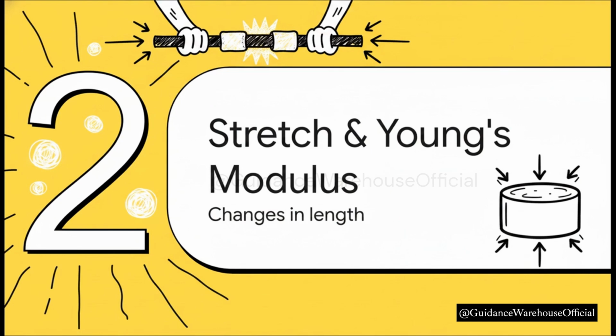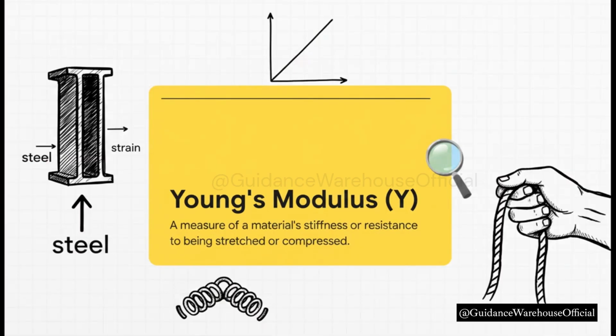All right, let's get into our first specific type of deformation. We'll start with the one that's probably the most intuitive for all of us. Changes in length, like stretching a rope or compressing a pillar. So every material has a special property called Young's modulus, which we represent with a capital Y. This number is basically a measure of how stiff that material is. It's the ratio of the stress you apply to the strain that you get as a result.